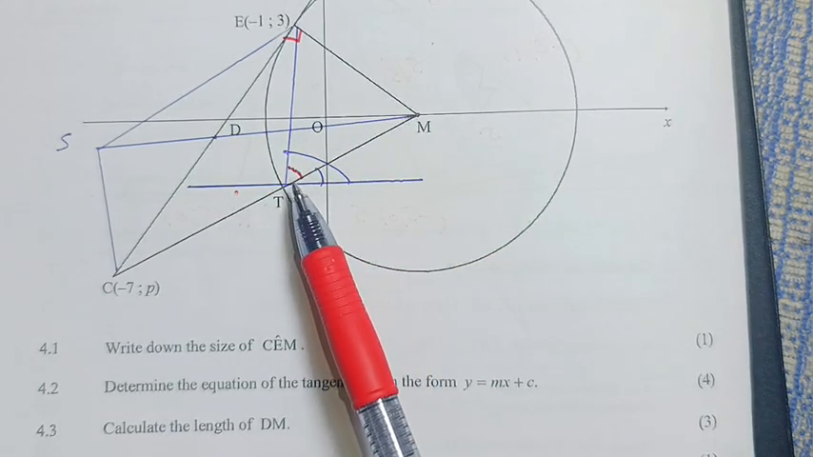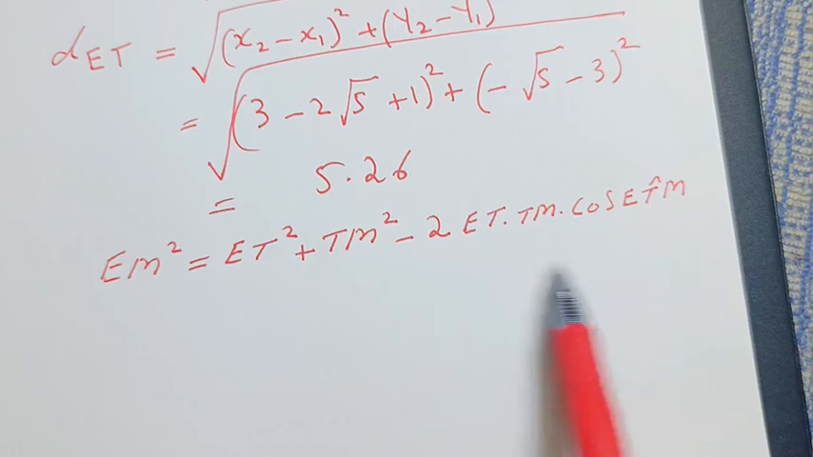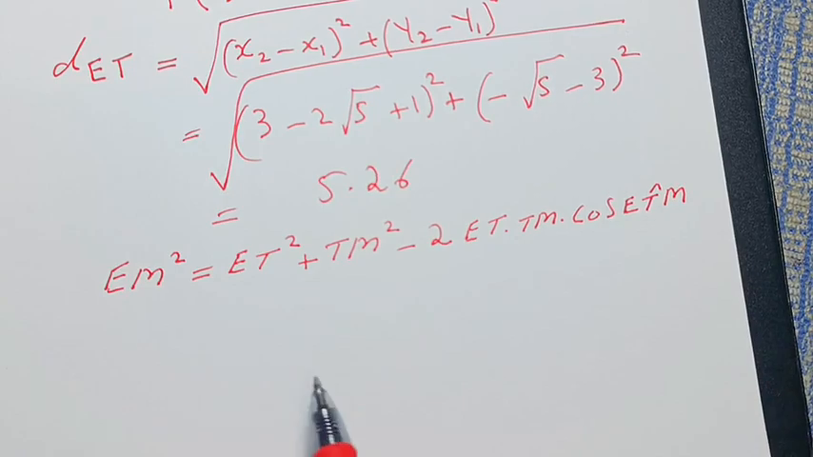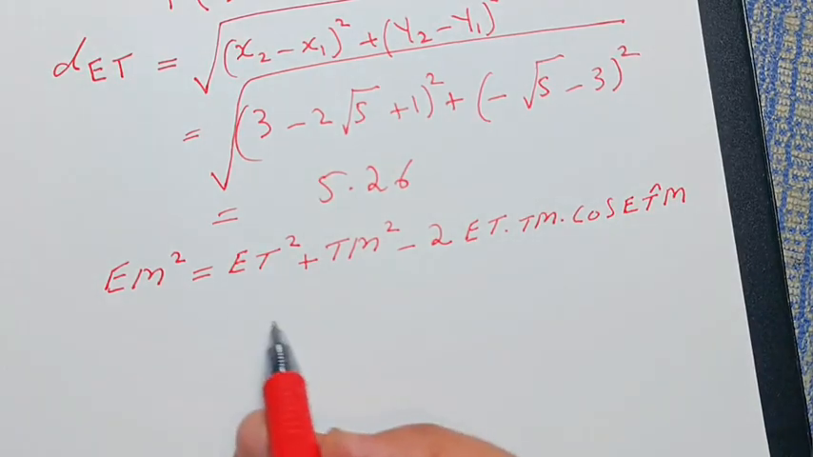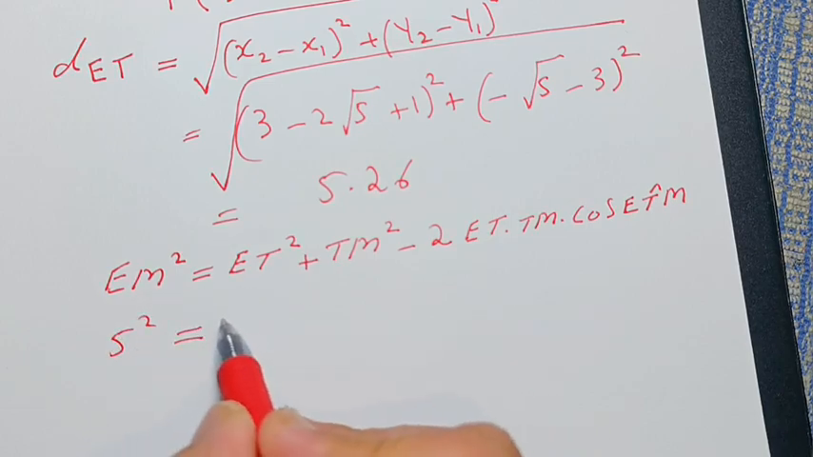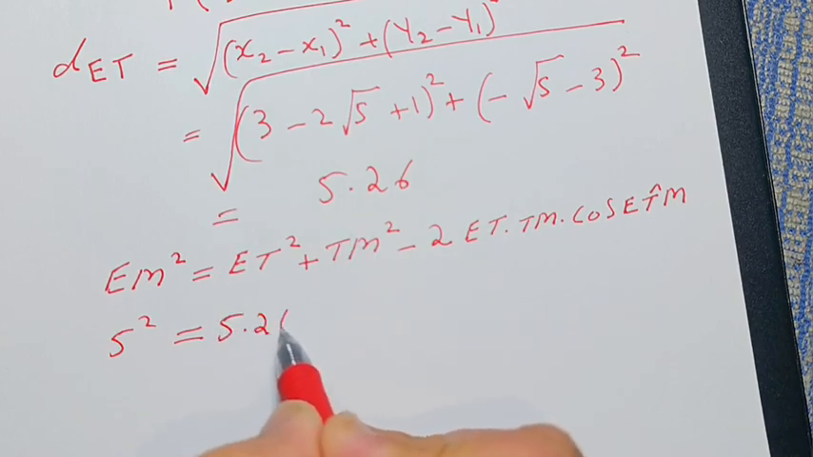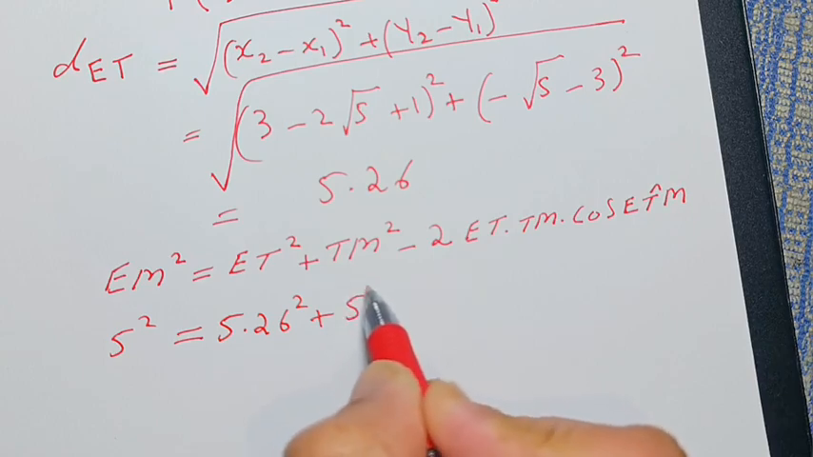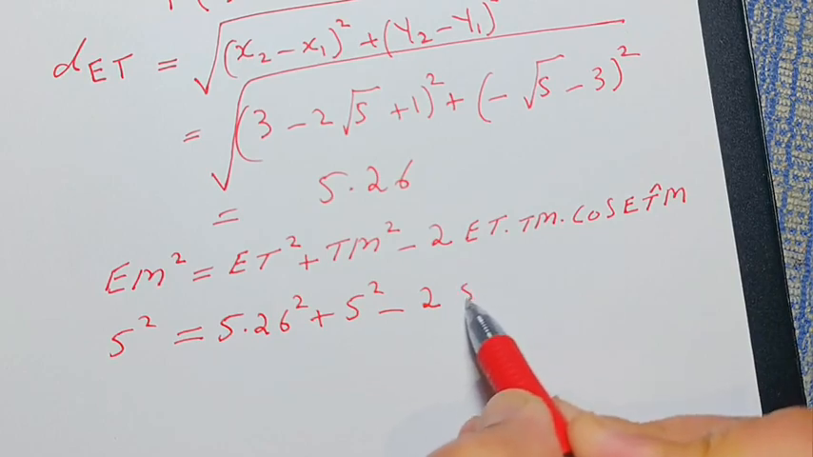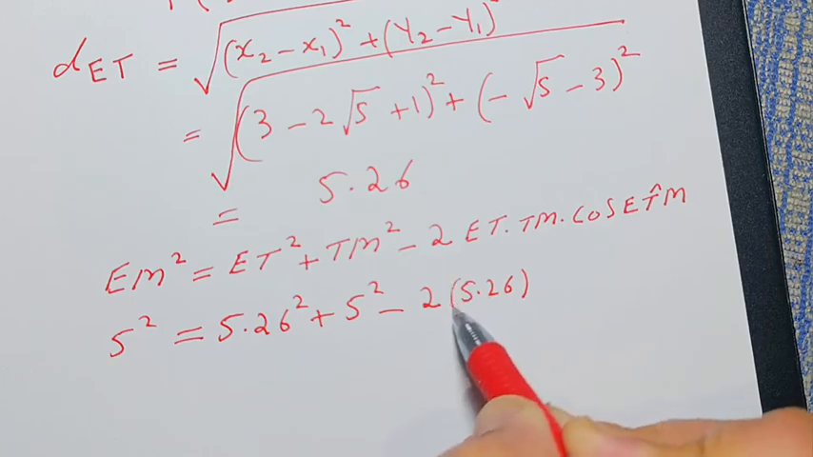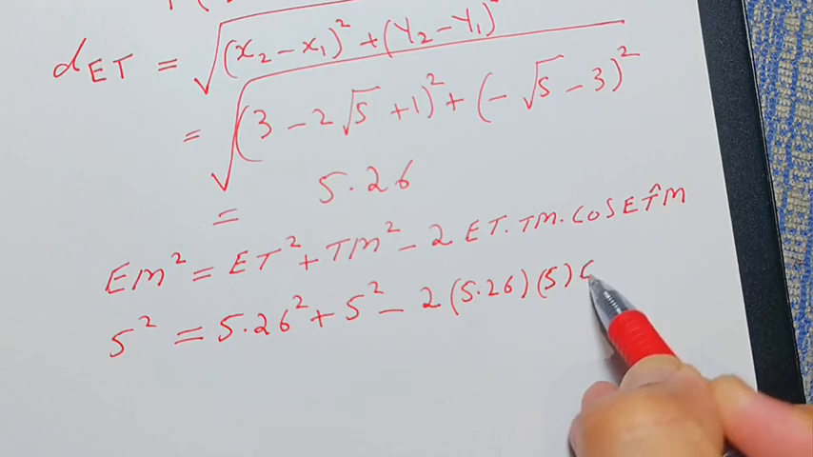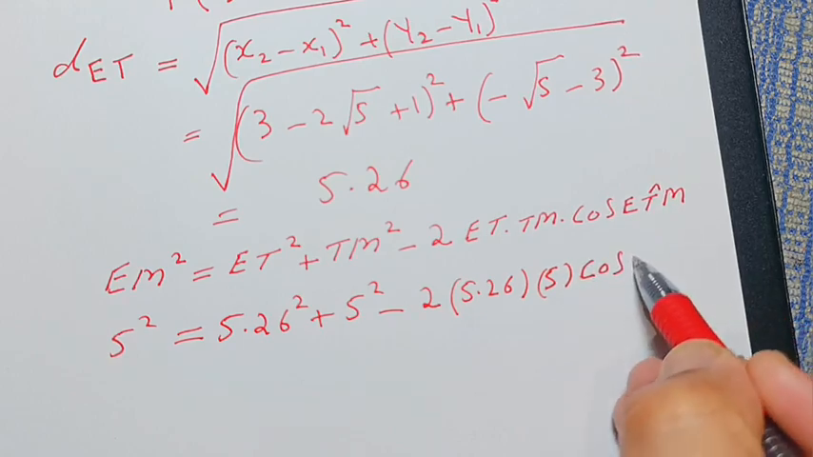Then I'm gonna apply the cos rule to find the angle T. So I'm gonna substitute all the values here. So 5 square is equal to, we already found now 5,26 square plus TM is radius 5 square minus 2. ET we got 5,26 and TM we got 5, and the cos ETM we need to find.